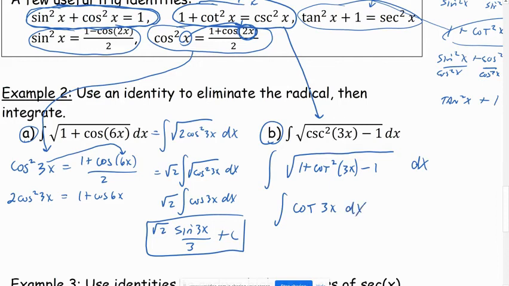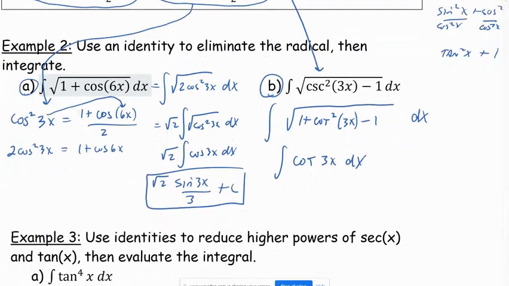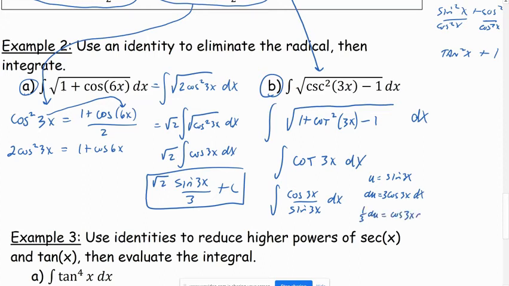And then the antiderivative of cotangent, we can go back to the way that we learned to integrate tangent, and that was by splitting it up as, in this case, cosine 3x over sine 3x, and do a substitution. So u equals sine of 3x, du equals cosine 3x dx times 3. So that would be 1/3 du replaces cosine 3x dx.